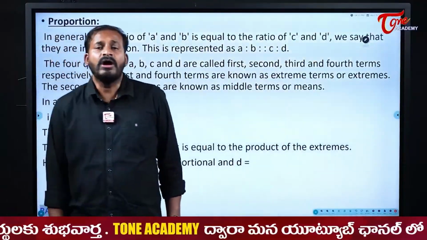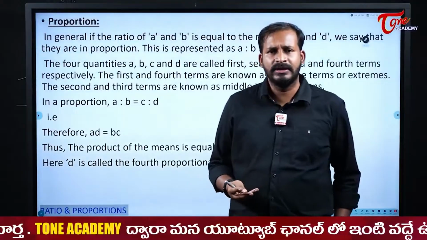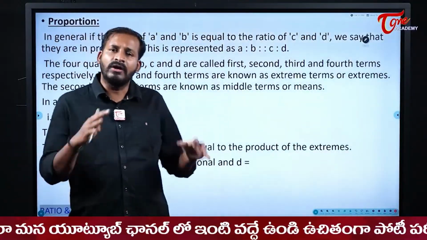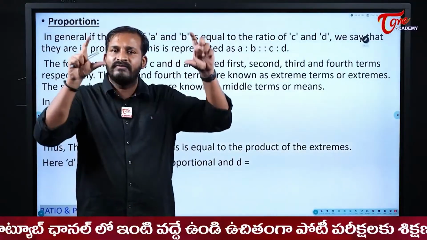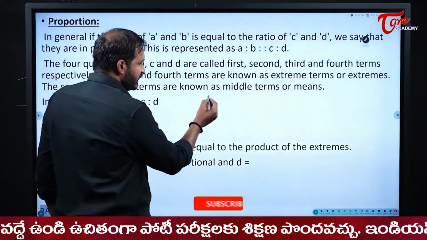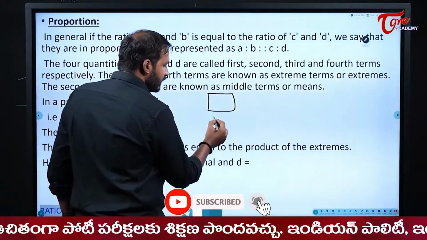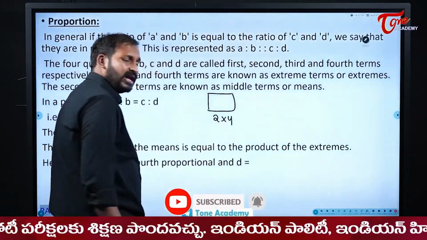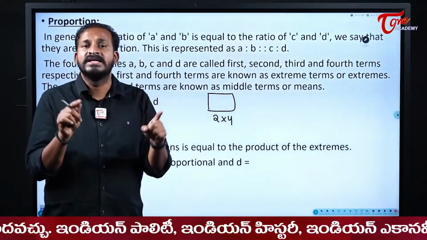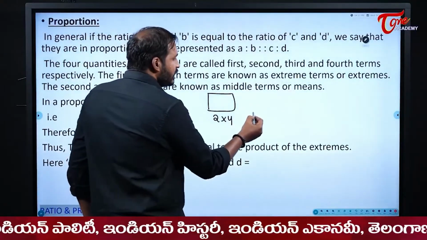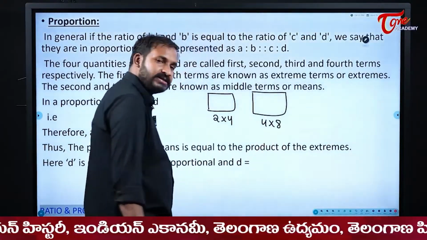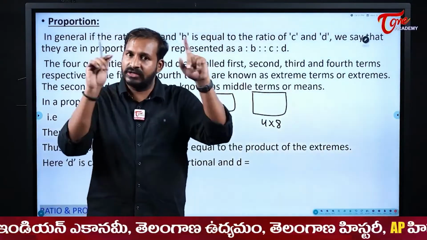Proportion. What do we call, or which numbers do we call in proportion? If you go to any photo studio, in general, what we will have on the board is different sizes of photos on the display. They will mention the sizes below that. What they will say is 2 by 4. That means 2 inch into 4 inch or 2 centimeter into 4 centimeter. That will be the size of the photograph. And similarly, you will have something like 4 by 8. Different sizes he will mention on the display sheet.